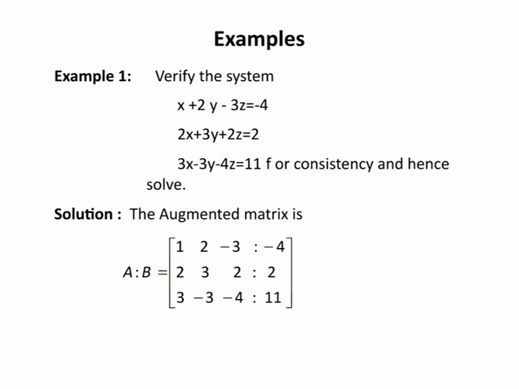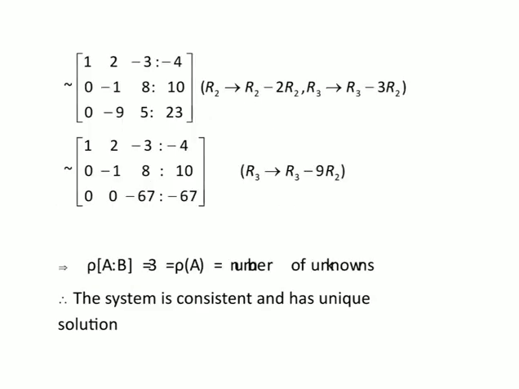and hence solve. First you have to write the augmented matrix. The augmented matrix A colon B is obtained by writing the elements along with the RHS coefficients. That is 1, 2, minus 3, minus 4; 2, 3, 2, 2. Third row is 3, minus 3, minus 4, 11. Next, you have to convert this matrix into echelon form to find the rank of this matrix. For that, you have to make the first elements in the third and second rows 0.